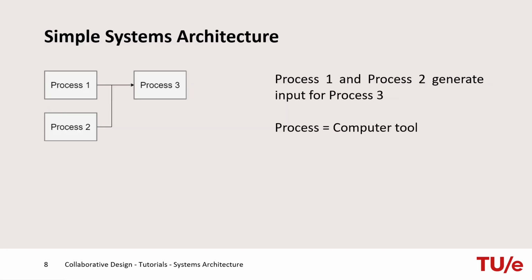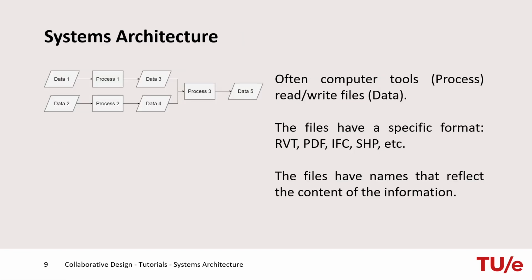Now we're ready to draw the first simple system architecture. In this example, process 1 and 2 generate output that is used as input for process 3. Remember that processes in this monitoring system are implemented by computer tools. Data is flowing through the lines that connect the processes. In practice, data is usually exported from computer programs in a specific file format. Therefore, in this example, the data that is exchanged between the processes is explicitly inserted into the system architecture.